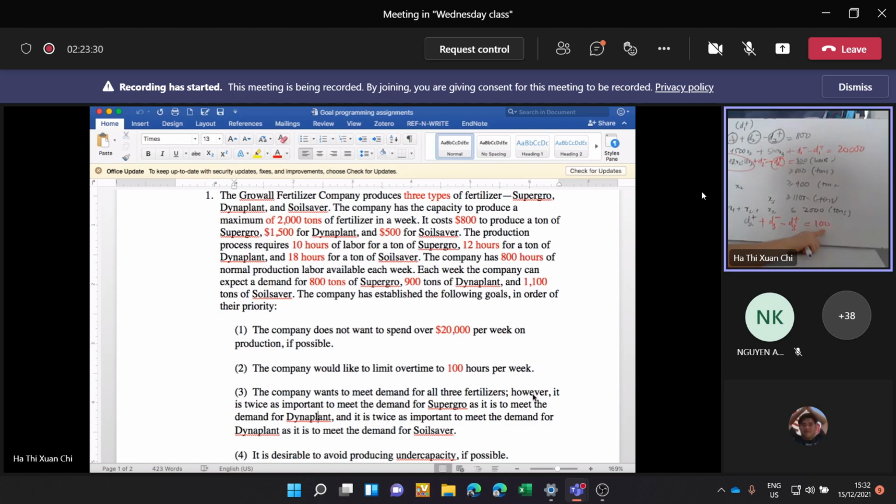I would like to limit overtime. Limit overtime is 100. It means here it is greater than 100, right? They don't want it greater than 100. It means we want to minimize it. That is the first priority. The second priority is to minimize D3 minus.